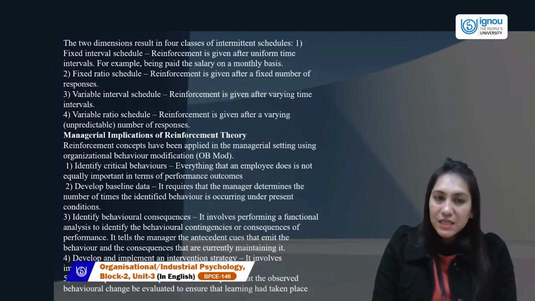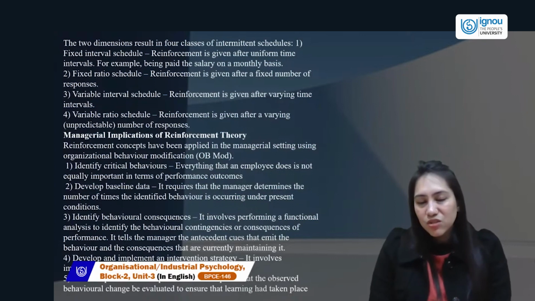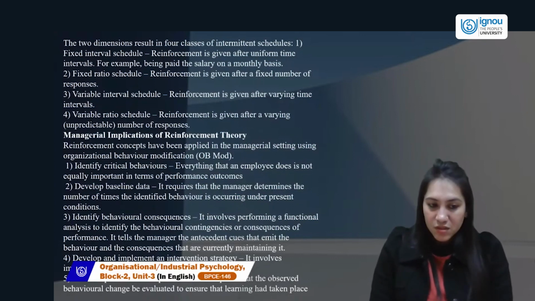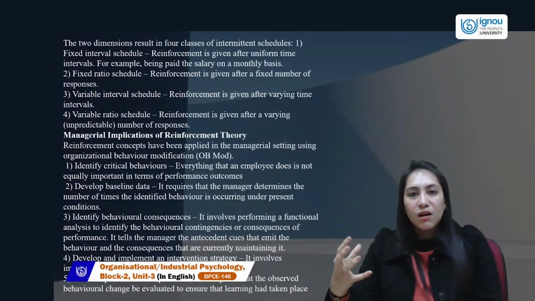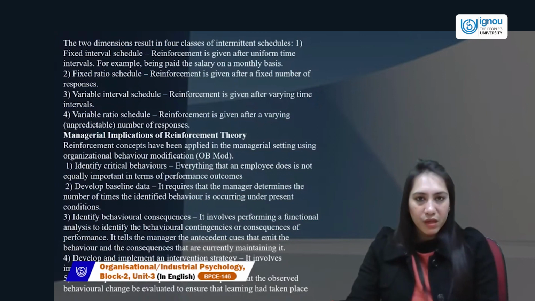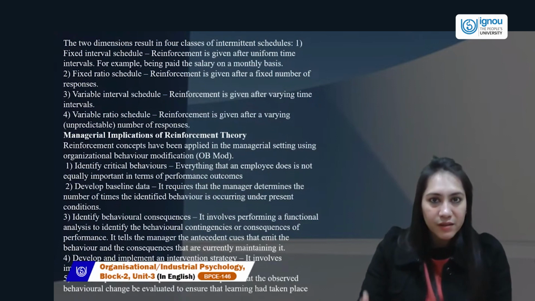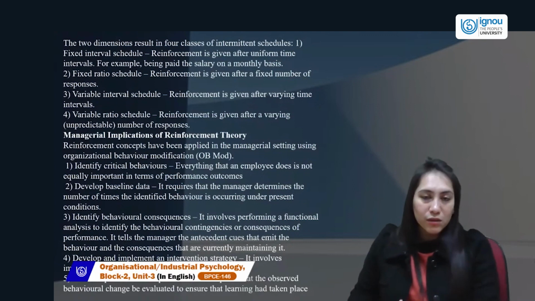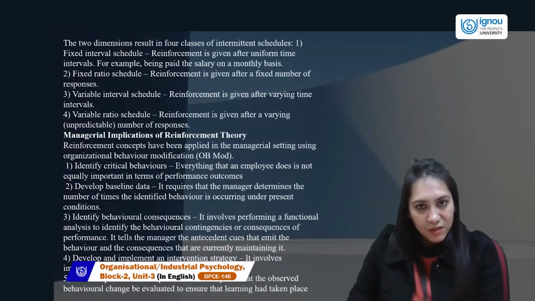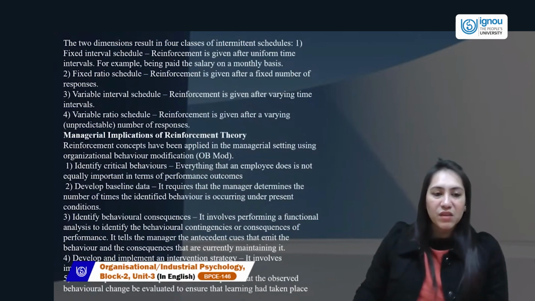Identify the behavioral consequences. It involves performing a functional analysis to identify the behavioral contingency or consequences of performance. It tells the manager the antecedent cues that emit behaviors and the consequences that are maintaining them. So you should have a complete chart of the behavioral consequences of your employees: when my employee works well under these conditions and we reward them like this, they perform even better. So it should be a chart of what kinds of behaviors are occurring and what kinds of behaviors can be rewarded.